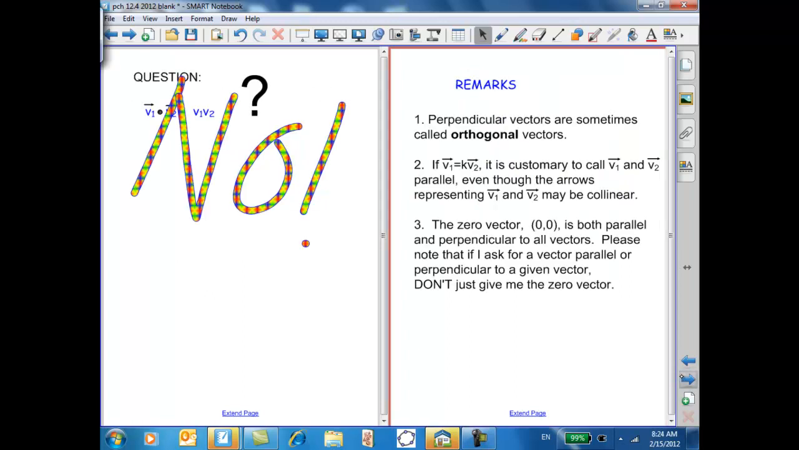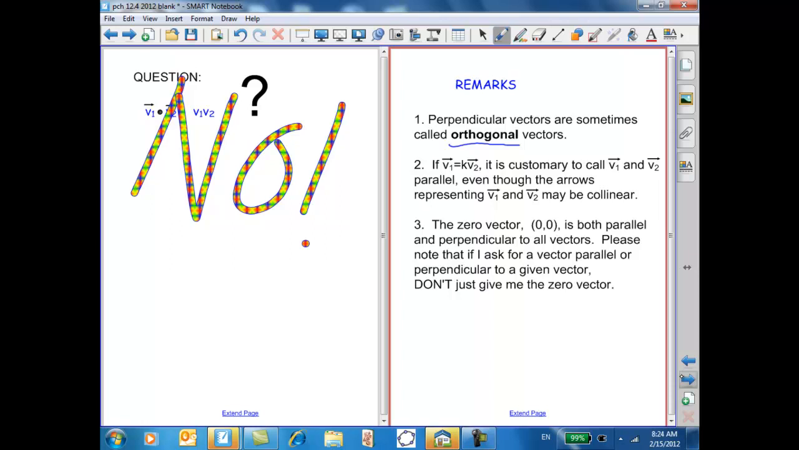Okay, here are just a few remarks. Another term for perpendicular is orthogonal. It's customary to call V1 parallel to V2, even if they represent the same, even if they're collinear. You might have had that distinction in geometry. You have parallel lines, and if you have the same line, we're going to still consider those vectors parallel vectors, okay? It's when k equals 1, because k could be any real number.